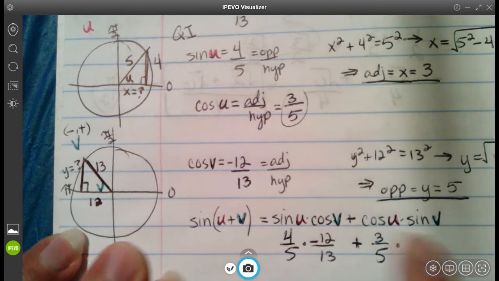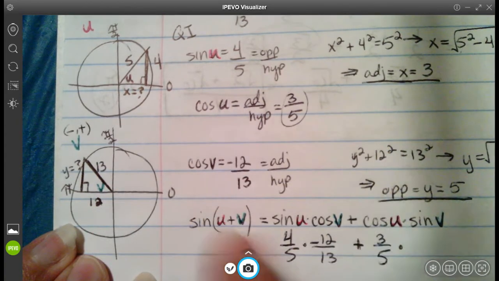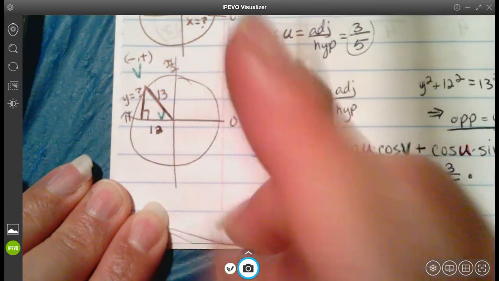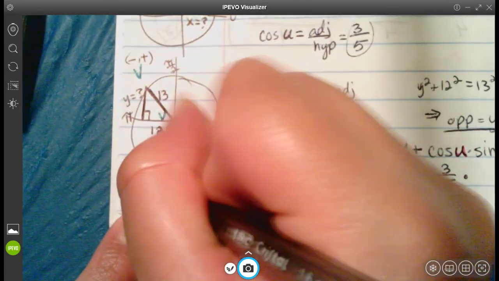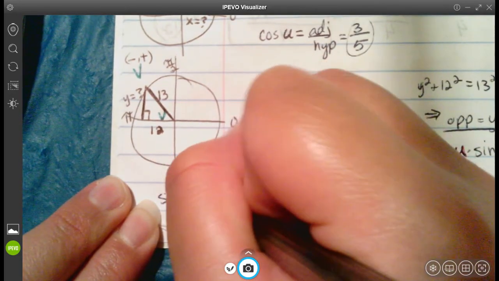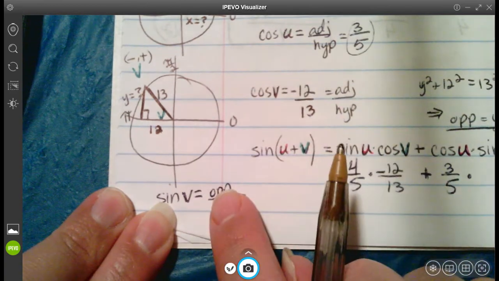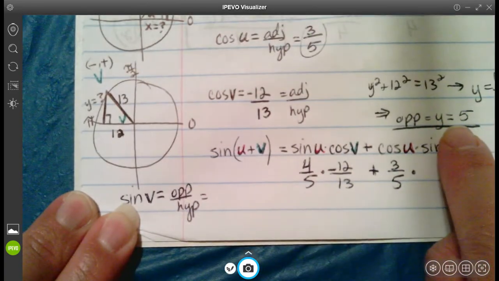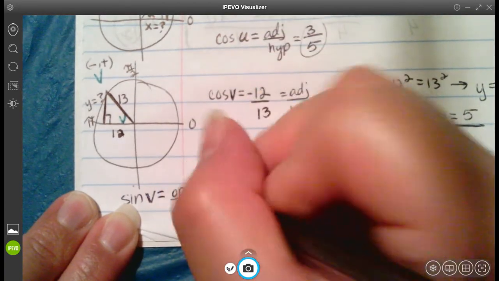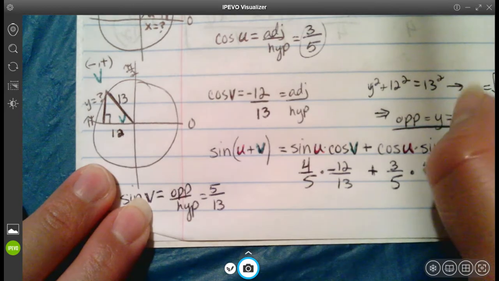So sine of v, we have to look at the v circle now, and we know that, oh, we don't have space. Let's go ahead and put it down here. So we know that sine of v is equal to opposite over hypotenuse, okay? And our opposite for this one we had said was 5, right? So it's going to be 5 over the hypotenuse, which is 13.